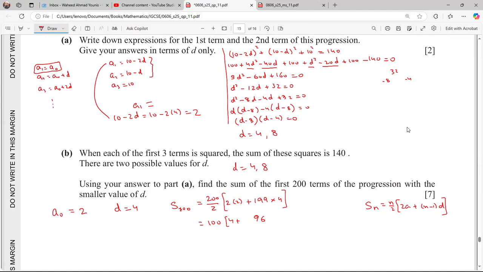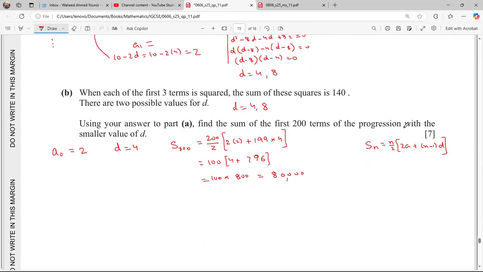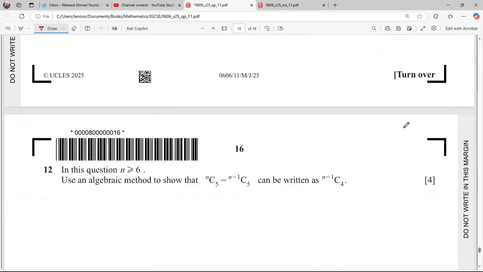Yes, 7. Okay. So 4 plus 796 is going to be 800 multiplied by 100. So the answer is going to be 8 and 1, 2, 3, 4, so 80,000. This is my final answer. Okay, so this was a pretty straightforward question. I hope you understand everything.